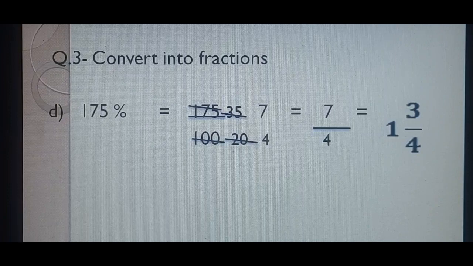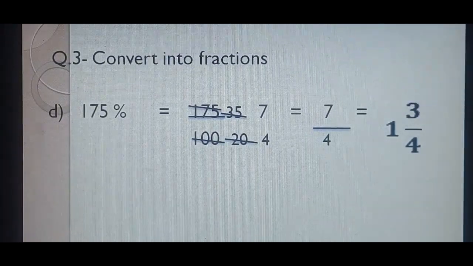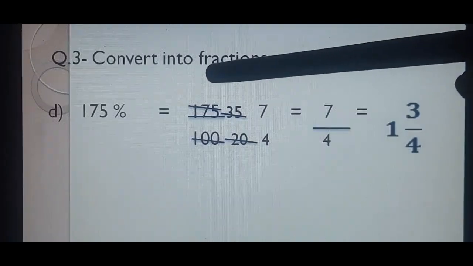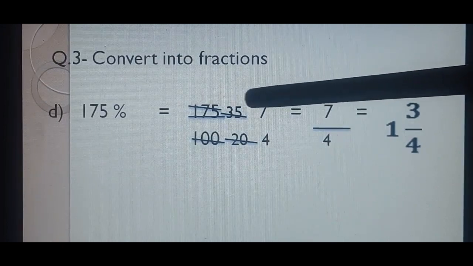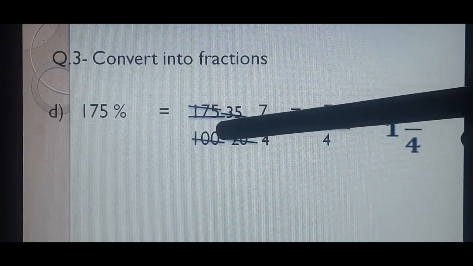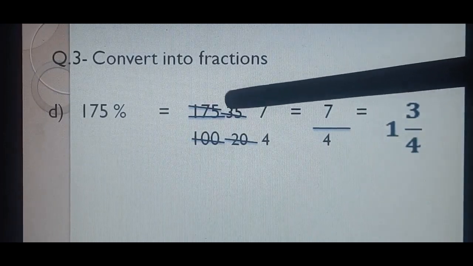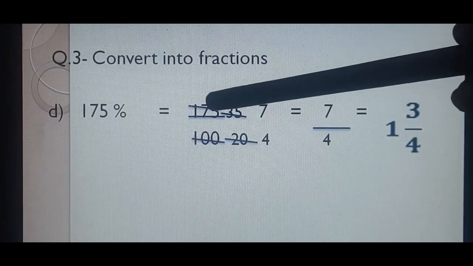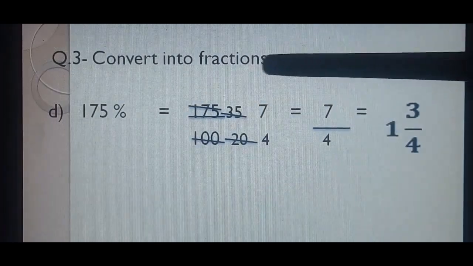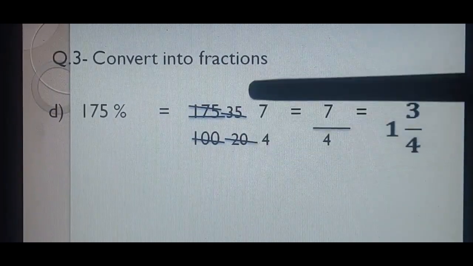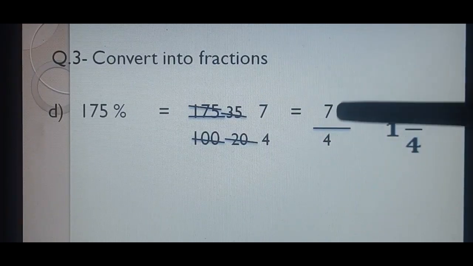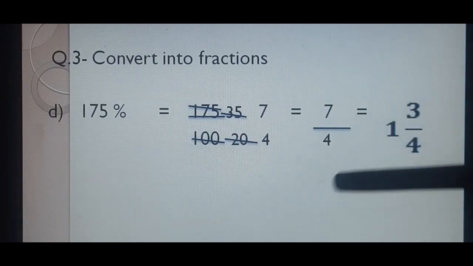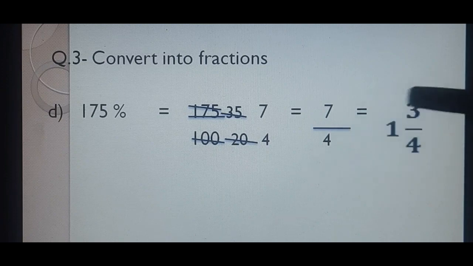Convert into fractions. 175%, D part, was given in homework. 175 upon 100. Percentage will become 1 upon 100. Now cut down with the table of 5. 5 2s are 10. 5 zeros are 0. 5 3s are 15. 17 minus 15, 2. 2 and 5 will become 25. 5 5s are 25. So 35 upon 20. Again, one more time we can do cancellation. 5 4s are 20. 5 7s are 35. Now 7 upon 4 is an improper fraction. So 7 divided by 4, we will get 1 whole 3 by 4.